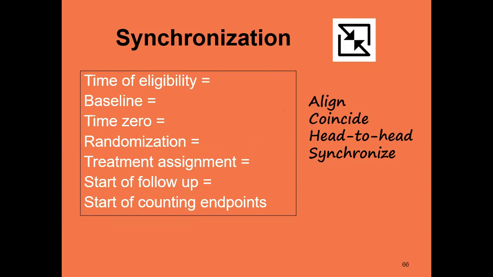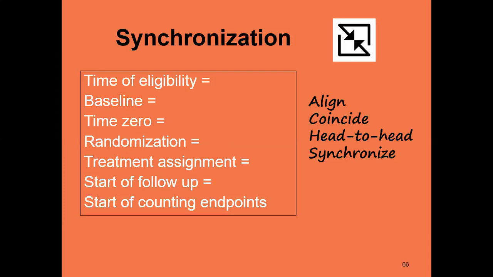I consider this the most important slide of our workshop today. The concept of time of eligibility is the same. They are equal to each other. Time of eligibility is baseline, is time zero, is the time of randomization, is treatment assignment, is start of follow-up, and is start of counting endpoints.